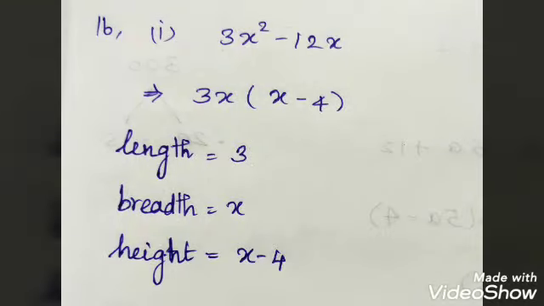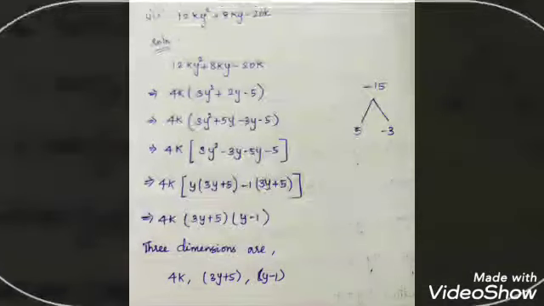Then here we have to find the dimensions; they have given the volume. So what's your first question? 3x square minus 12x. In both the terms which is common? 3x is common. If you take it, what is the remaining? x minus 4. So our length is 3, breadth is x and your height is x minus 4. Is it clear? Simply the common terms we are taking outside.